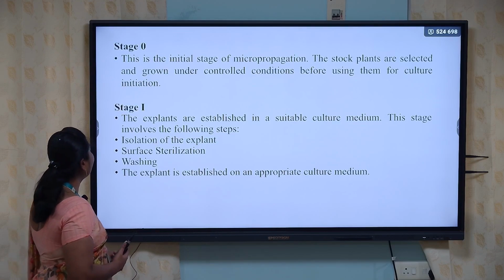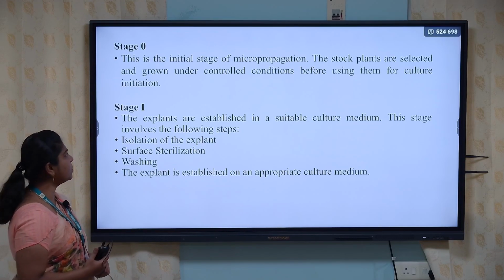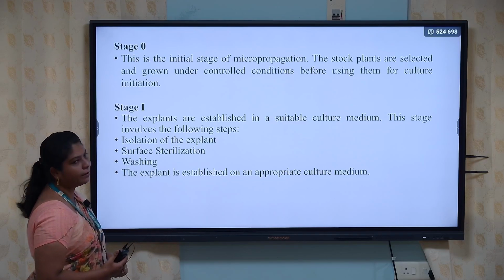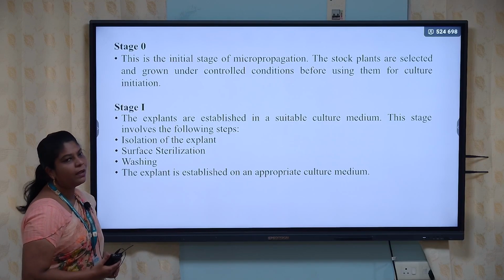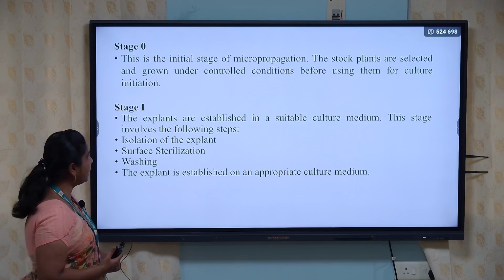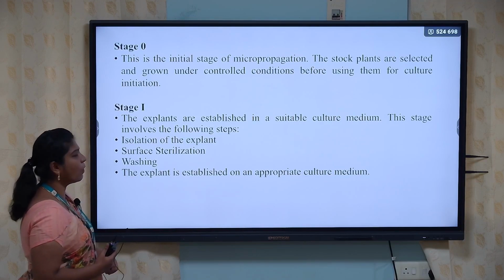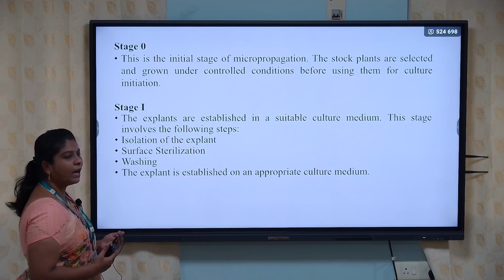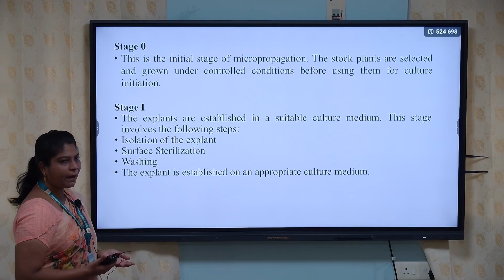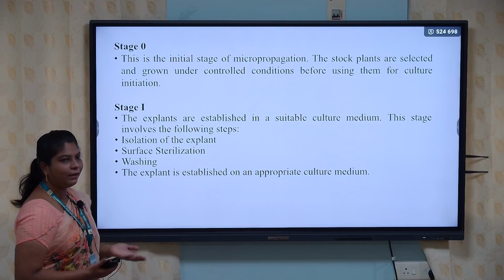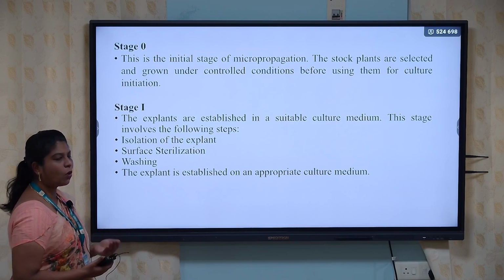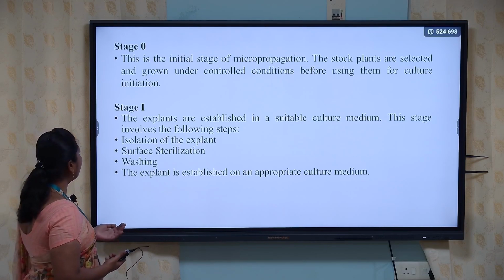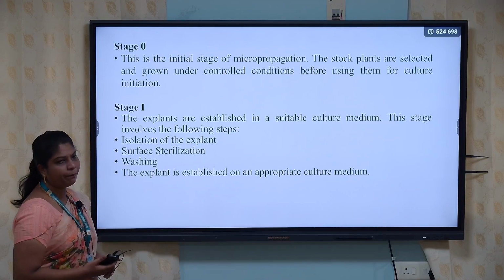Stage 1. The explants are established in a suitable culture medium, that is, a suitable MS or Gamborg medium. This stage involves the following steps. That is isolation of the explants. We have to choose plant parts, which may be leaves, stems, roots, shoots or axillary parts. And surface sterilization of the plant should be given.